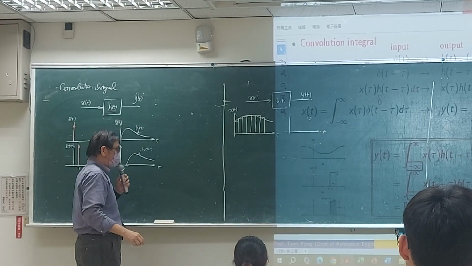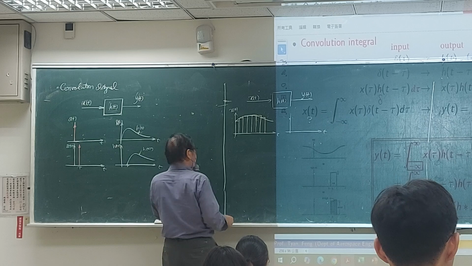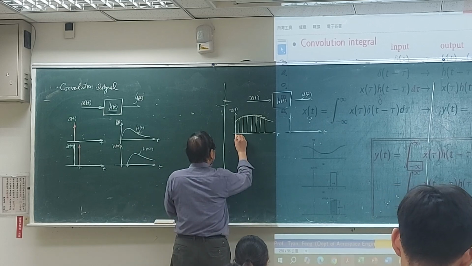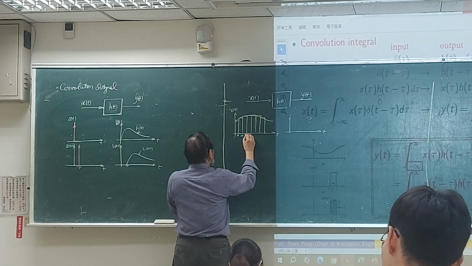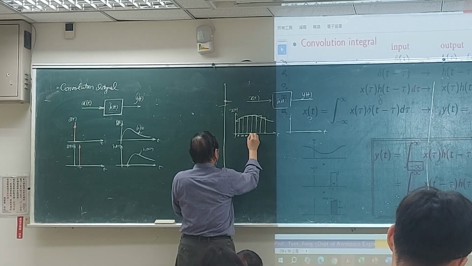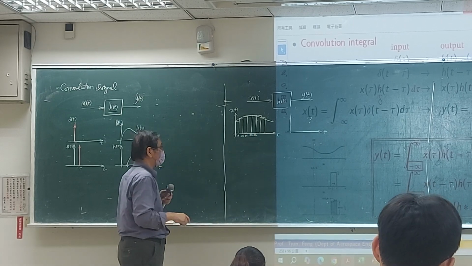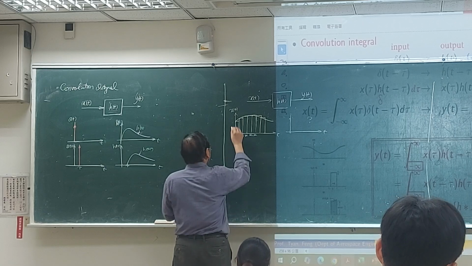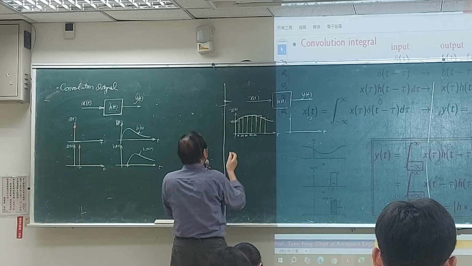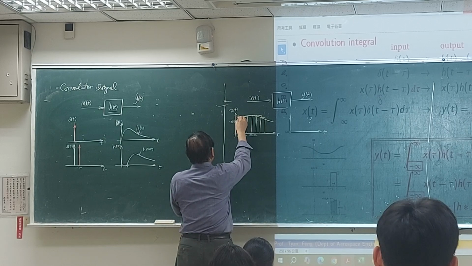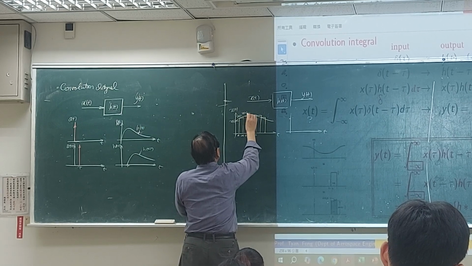So the yellow line is a piecewise continuous function. It's an approximation of x of t. Let me assume the width is L. So it's L up to 3L, 4L, 5L, and so on. This is x of 0, and this is x of L, x of 2L, x of 3L.